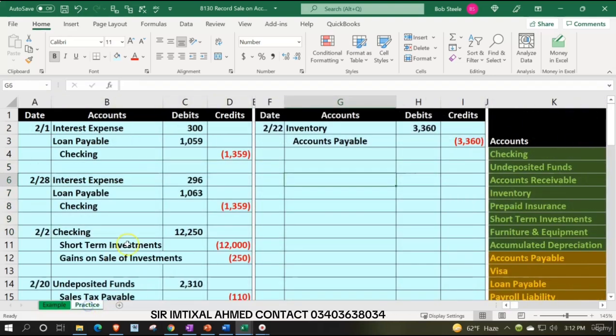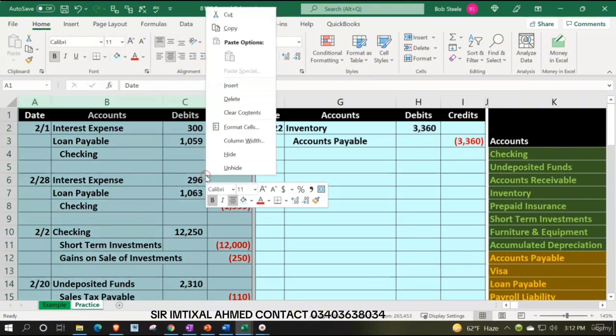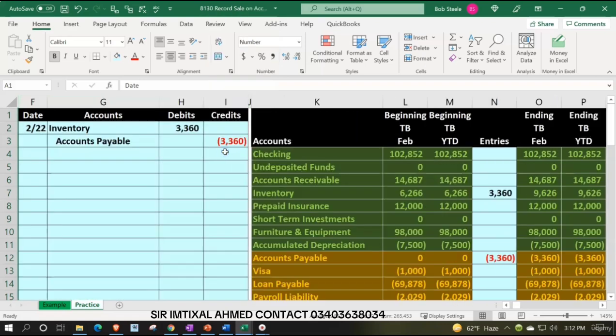So let's go to the practice tab and take a look at it. We're going to do some cleanup work here, hiding some cells to start off with, hiding columns A to E, selecting those columns, right-clicking on them and hiding them. And then we're going to copy our ending balances and make them our beginning balances.